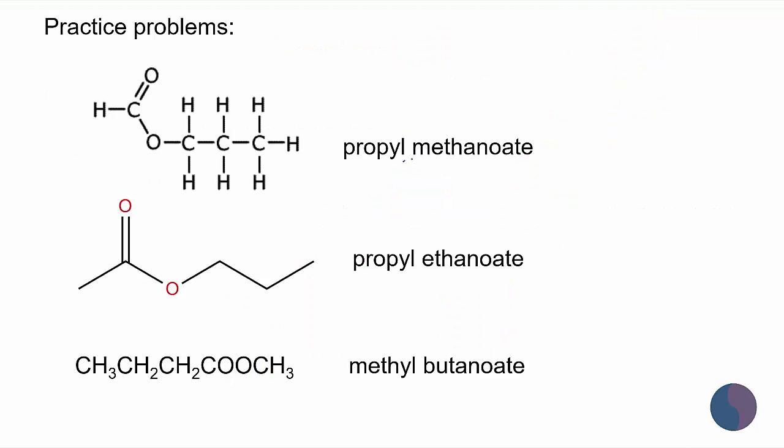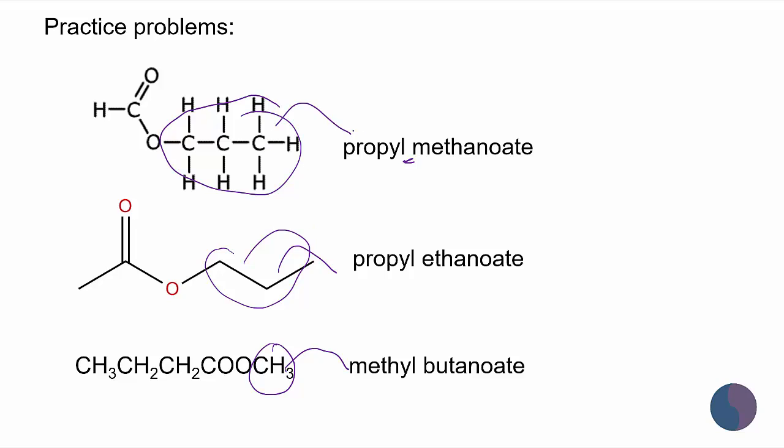Okay, so that's the -yl group. That's the -yl group, and that's the -yl group. So methyl, propyl, methanoate. There's only one. That's an eth. There's 2. There's a 1, 2, 3, 4 butanoate.